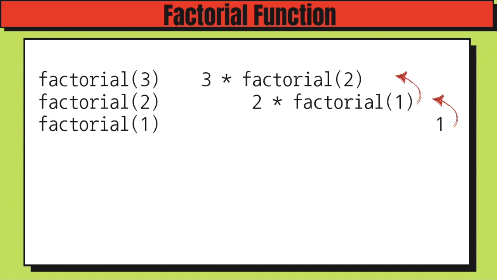So let's break down the steps with our factorial 3 example to see what happens. So we know that factorial 3 will say 3 times factorial 2, and so factorial 2 will say 2 times factorial 1, and we know that factorial 1 is simply 1. So we then work backwards. We know that the factorial of 1 is 1. So this line is going to be 1 times 2, which is 2. And then we know that the factorial of 2 is simply 2. So this line is going to be 2 times 3. So the result is going to be 6.